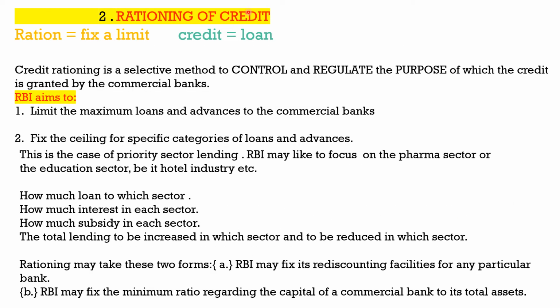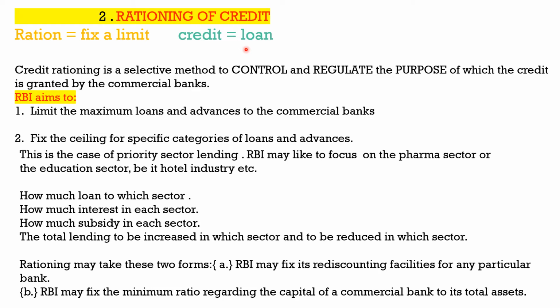Now the second point is rationing of credit. Now you must have heard that the government provides rations to every family, right? Now what is that? The same rice, one person may be getting it for 8 rupees per kg, and the same rice another person may be getting it for 2 rupees per kg. Why is it so? Because the person who is getting it for 2 rupees per kg may be below the poverty line, right? So the banks also do the same.